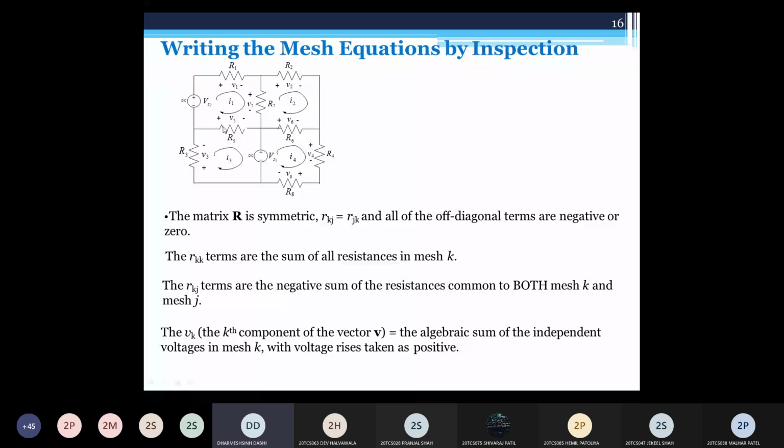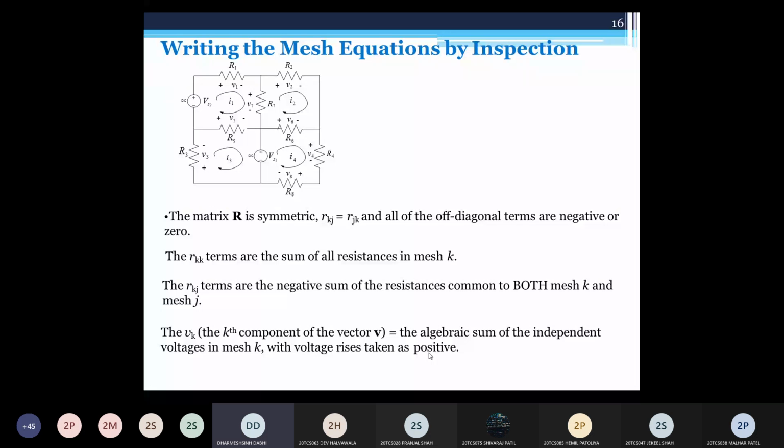In this mesh, here there is only one voltage source, but it may be possible that in some of the circuits there are two voltage sources in one mesh. So for the voltage, you make the algebraic sum of the independent voltage sources, with the voltage rise taken as positive.